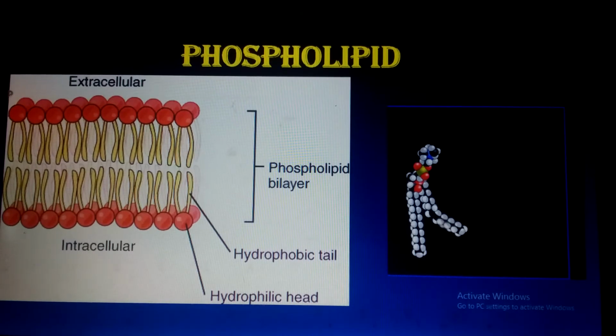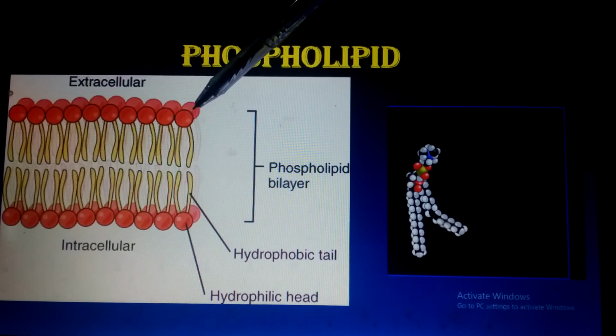Phospholipid basically consists of, you can see this is the lipid bilayer membrane. This is the extracellular environment and this is the intracellular. Both extra and intra are aqueous compartments. So this phospholipid membrane consists of, if you see the structure of one phospholipid, as you can see here, the head and the tail.